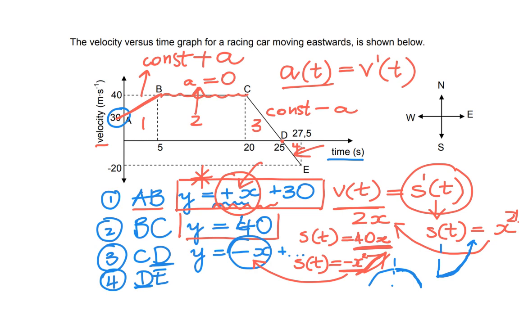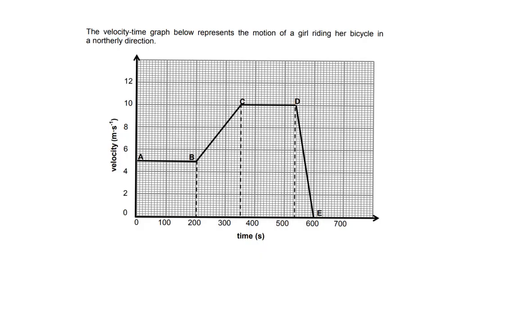Let's look at one more graph from the past papers. This one was the velocity-time graph that represents the motion of a girl riding her bicycle. She was riding in a northerly direction, so obviously north will be taken as positive. What can we say here about the acceleration? Again, remember that if I take the derivative of velocity, I will get my acceleration. So what happens in section AB?